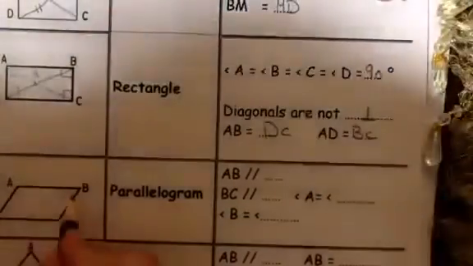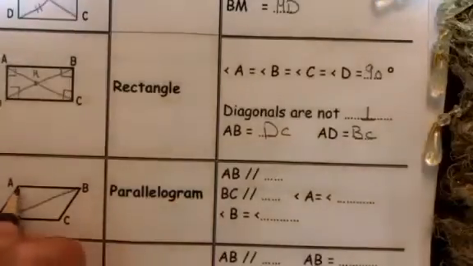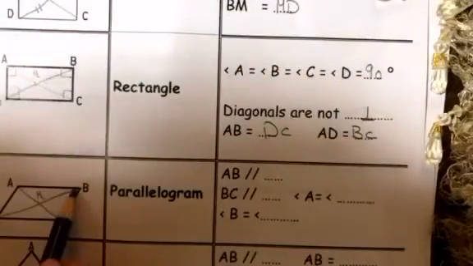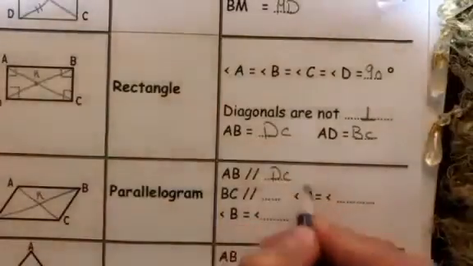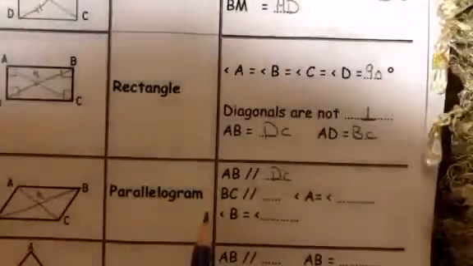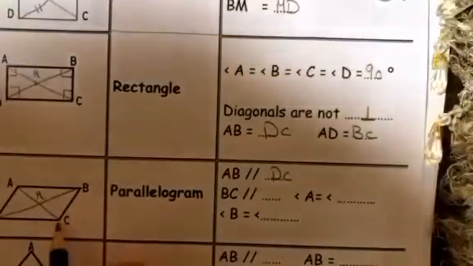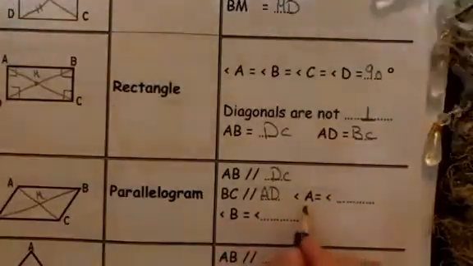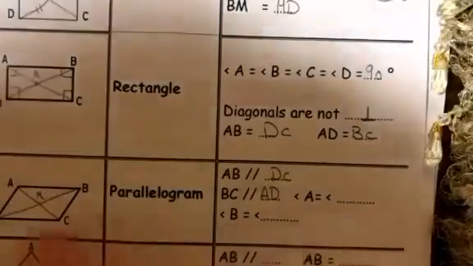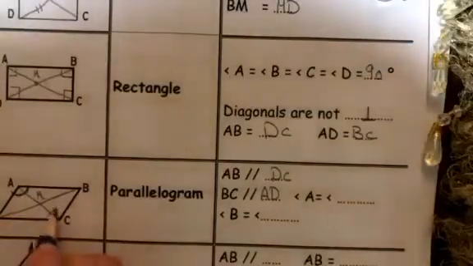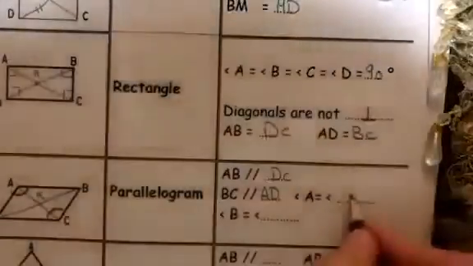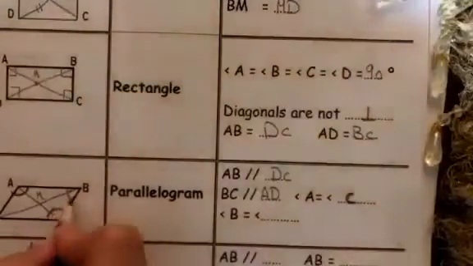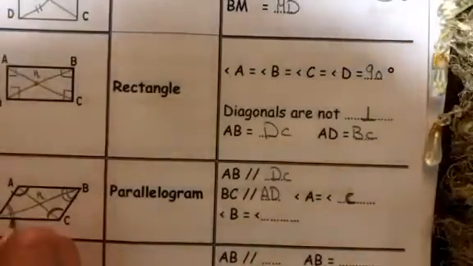The parallelogram, I will draw its diagonals, and I will call this point M. AB parallel to what? To DC. Each two opposite sides are parallel to each other. Then BC, this side, parallel to what? To AD. Angle A equals to what? To angle C. Each two opposite angles are equal. Angle B equals to angle what? Angle B will be equal to angle D.